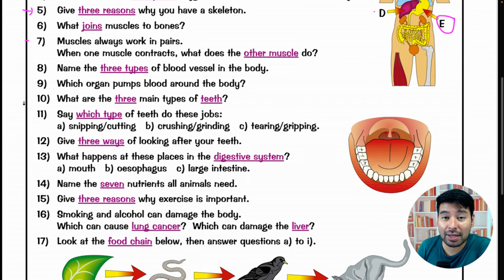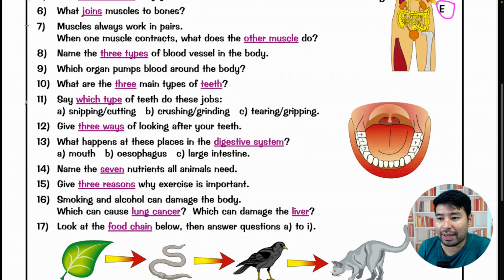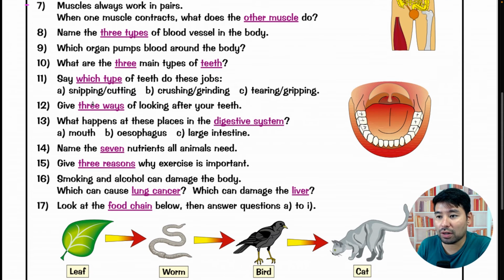Name the 3 types of blood vessel in the body. Give the name. Number 9. Which organ pumps blood around the body? Pumps. Remember pumps? Number 10. What are the 3 main types of teeth? Talking about teeth. What are the 3 main types, right?